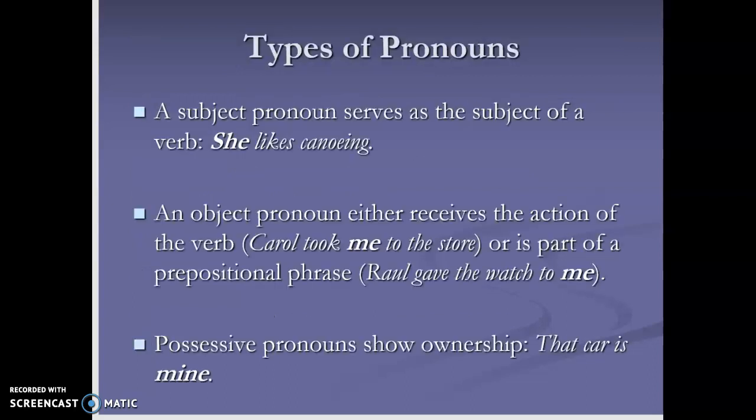So we know we have subject pronouns, we have object pronouns, and we have possessive pronouns. Subject pronouns are used as the subject of a sentence. Objects receive the action of the verb, or it's part of a prepositional phrase. And then possessive pronouns show ownership.